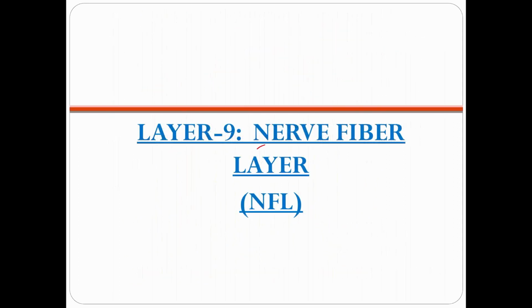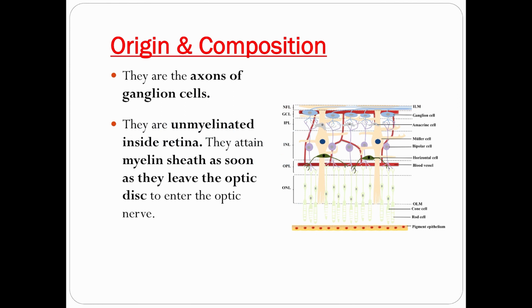And after that, the nerve fiber layer. You know that these are the axons of the ganglion cells, and if the axons of the ganglion cells are coming, we are afraid they will actually go into the vitreous. I have already told you that as long as they are in the retina, they are unmyelinated. Once they leave the retina at the optic disc, they become myelinated, and myelination will be not from Schwann cells, but from oligodendroglial cells.